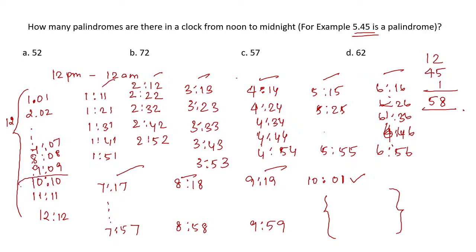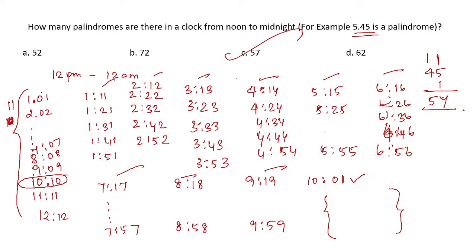Yes, here is a mistake. We can't take 10:10 because it's not at all a palindrome. So this has to be 11. So our answer is 11 plus 45 plus 1, which is 57. So the answer is option C.